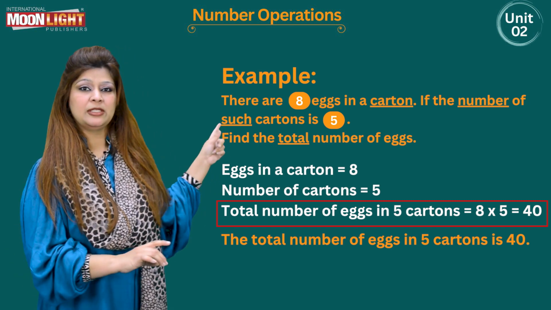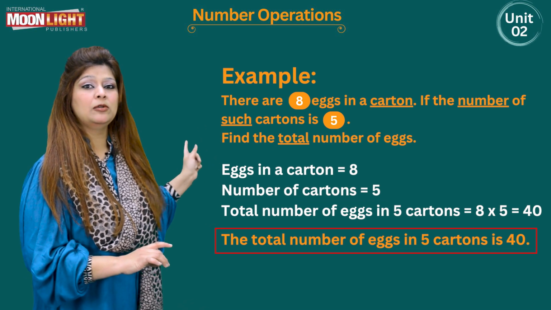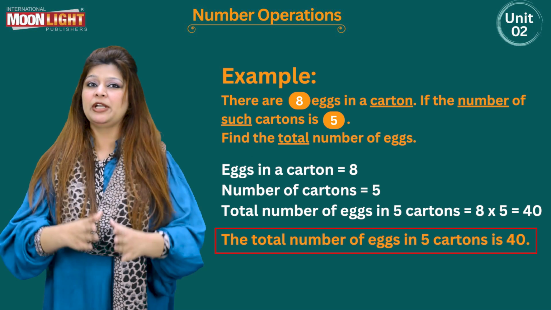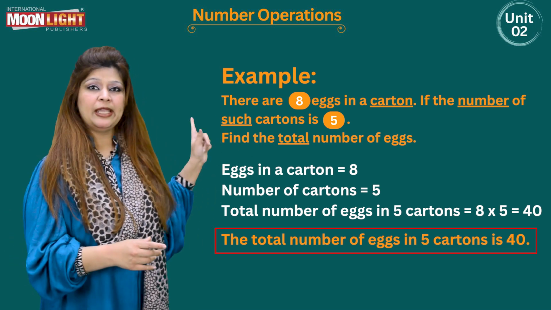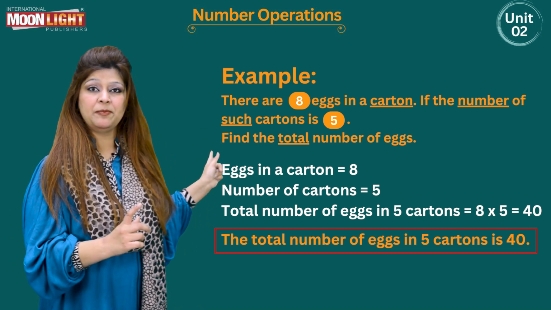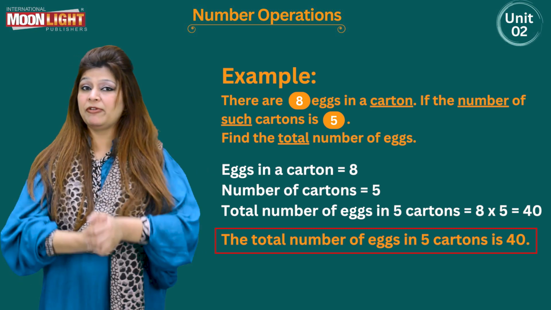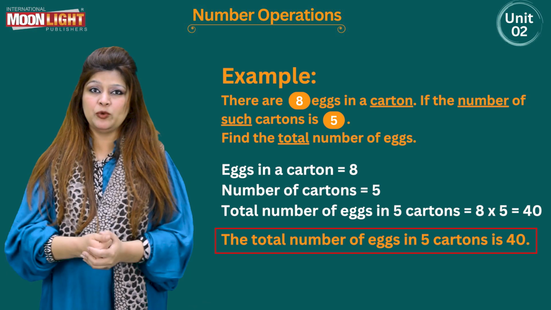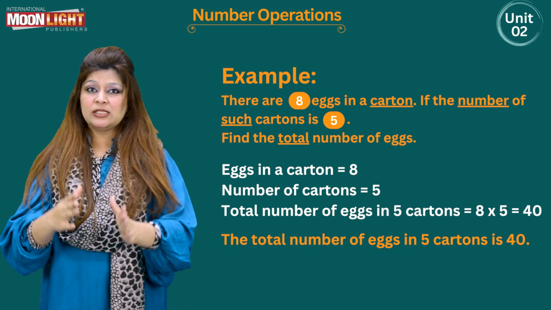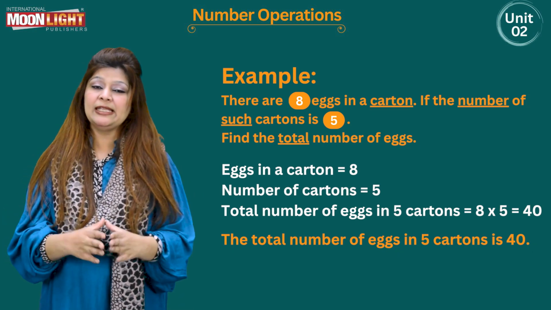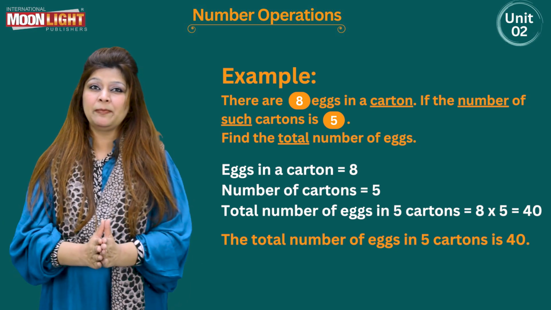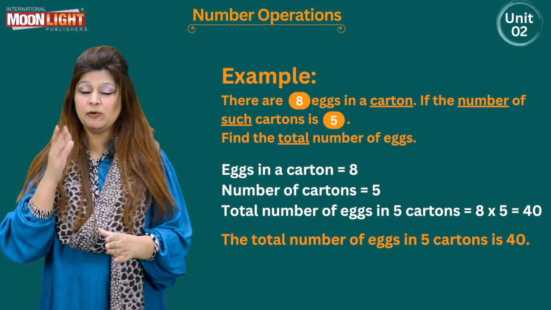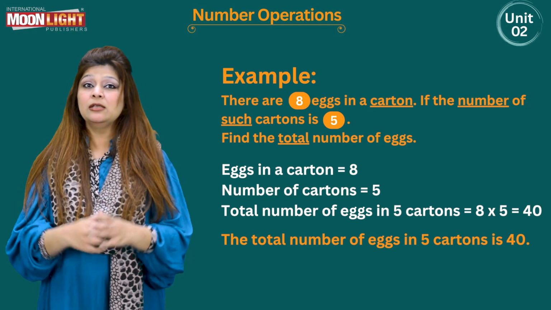Now the final ending statement is without the equality symbol. You remember the third statement. Now I will write it down: the total number of eggs in 5 cartons is 40. You take it from the third statement, remove the equality symbol, and instead write is or are, depending upon the situation. This is the final statement, which is the answer of the word problem. In the answer there is no need for the equality symbol. The equality symbol will be in the statements.